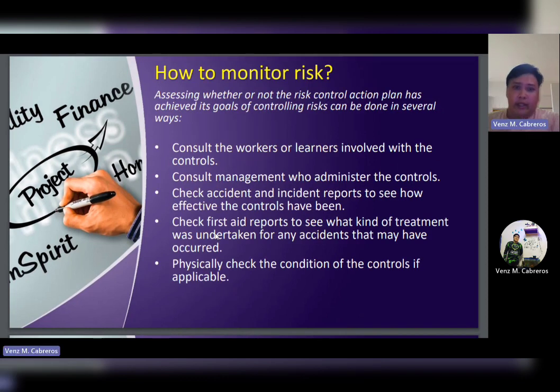So how to monitor risk? Assessing whether or not the risk control action plan has achieved its goal of controlling risk can be done in several ways. Consult the workers or learners involved in the control, consult the management who administer the controls, check accident and incident reports to see how effective the controls have been. Check first aid reports to see what kind of treatment was undertaken for any accident that may have occurred. Basically, check the condition of the controls if applicable. And that's all for risk monitoring.